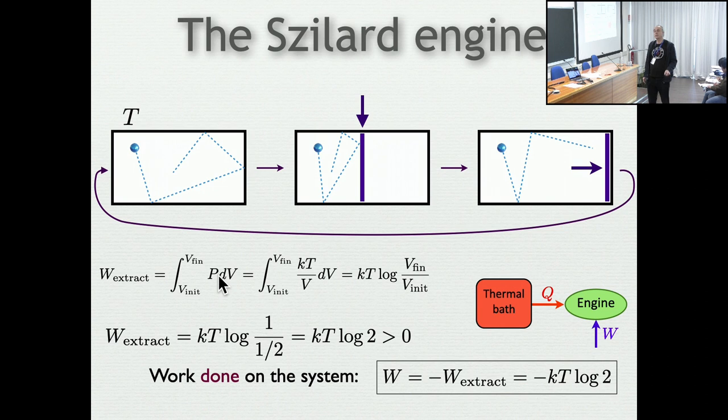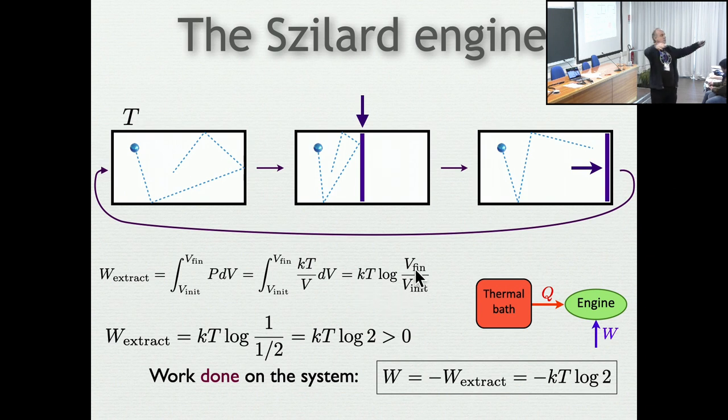Now, if you use the idea that the expansion is reversible, the pressure is given by the ideal gas equation with just one particle. Remember, the ideal gas equation is PV = NkT. We write it in terms of the number of particles. If you write it in terms of the number of moles, it is nRT, where R is the gas constant, but here k is the Boltzmann constant. If you integrate this at constant temperature, you get kT log of the ratio between the final and the initial volume.